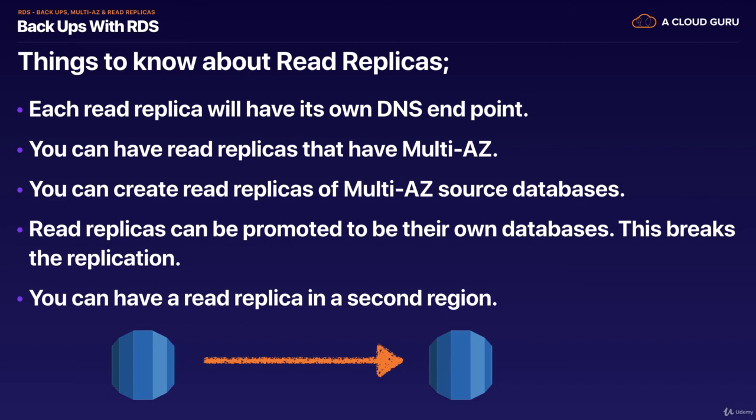Other things to know about read replicas is each read replica will have its own DNS endpoint, and you can now have read replicas that also have multi-AZ turned on, and you can create read replicas of multi-AZ source databases as well. And read replicas can be promoted to their own databases, and this breaks the replication. So if you do promote a read replica to be its own independent database, the replication will no longer work. And you can also have a read replica in a second region. So you can have a read replica in a completely separate region to where your primary database is. So bear that in mind as well.